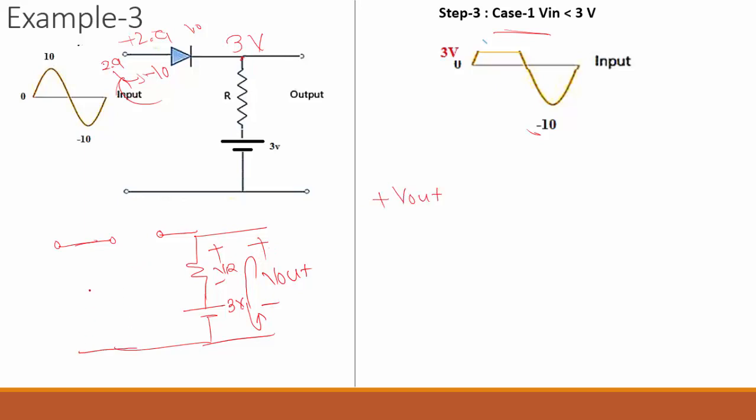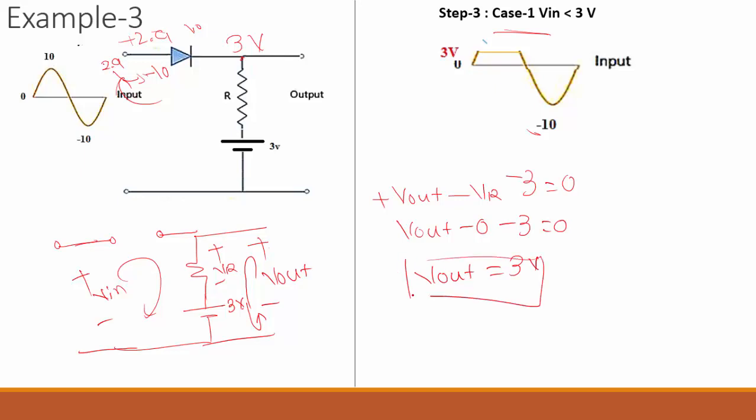Now if you apply the input V in, the current will not flow, because due to the open circuit the voltage across the resistor is also 0. So V out minus VR minus 3 volt equal to 0. So V out minus 0 minus 3 equal to 0. What is the V out? V out will be equal to 3 volt in case 2.